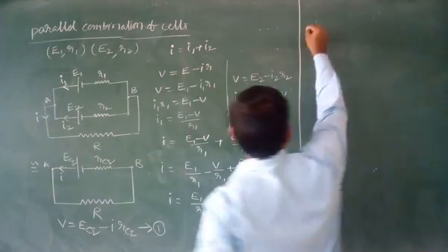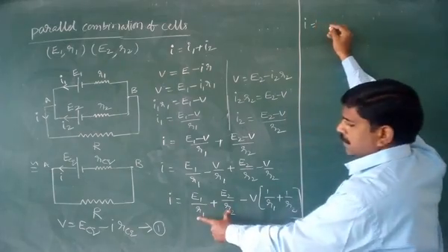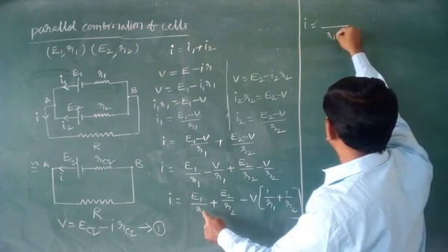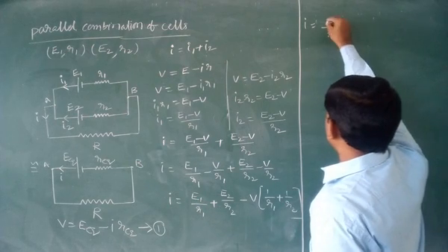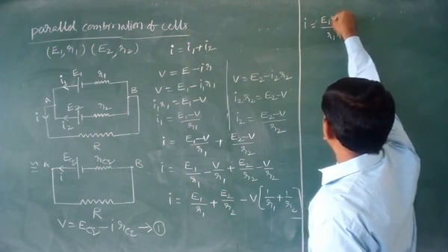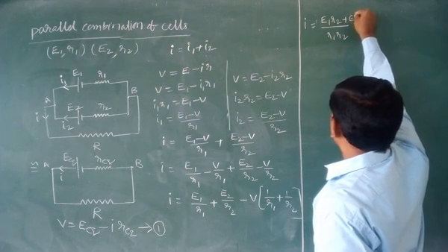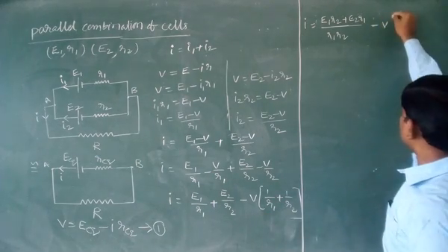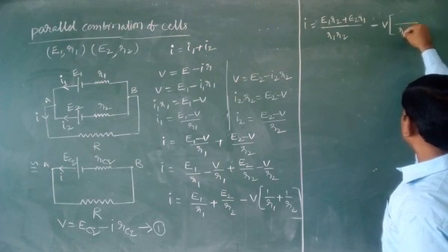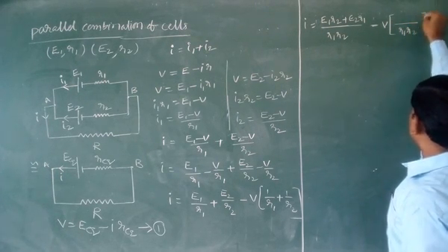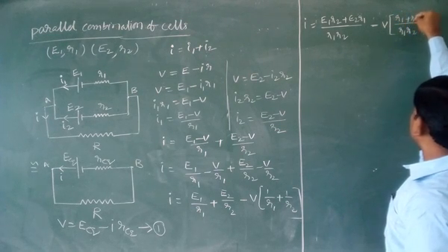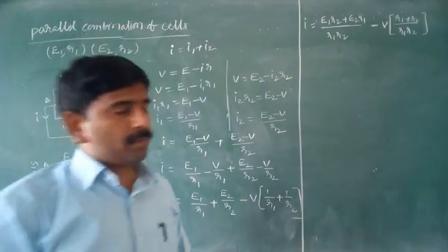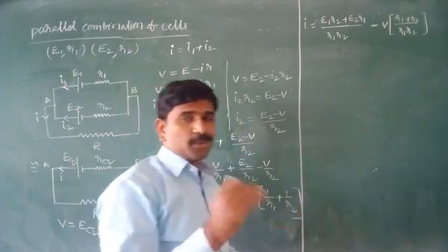So here I is equal to, taking the LCM in case of E1 and E2, for this term the LCM is R1 R2. Therefore that becomes E1 R2 plus E2 R1, minus V into, here also the LCM is R1 R2, and the numerator becomes R1 plus R2. Actually R2 plus R1 and R1 plus R2 are both the same.